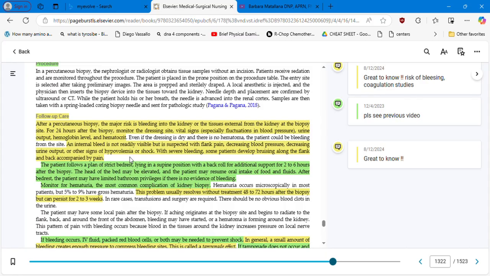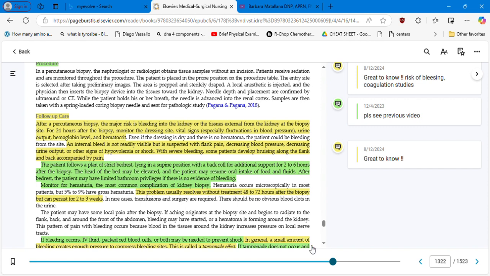An internal bleed is not readily visible, but is suspected with flank pain, decreased blood pressure, decreasing urine output, yes, and other signs of hypovolemia or shock. This is basically with all types of procedures when internal bleeding is present. With severe bleeding, some patients develop bruising along the flank, and the patient follows a plan of strict bed rest, lying in a supine position with a back roll for additional support for 2 to 6 hours after the biopsy. The head of the bed must be elevated, and the patient may resume oral intake of food and fluids. After bed rest, the patient may have limited bathroom privileges if there is no evidence of bleeding.